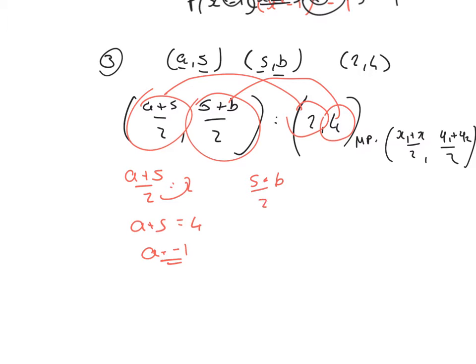5 plus b over 2 is equal to 4. Bring that up and multiply. 5 plus b equals 4 times 2, which is 8. b is equal to 8 minus 5, b is equal to 3. a is equal to minus 1, b is equal to 3. And that is option B, 2 or 0.